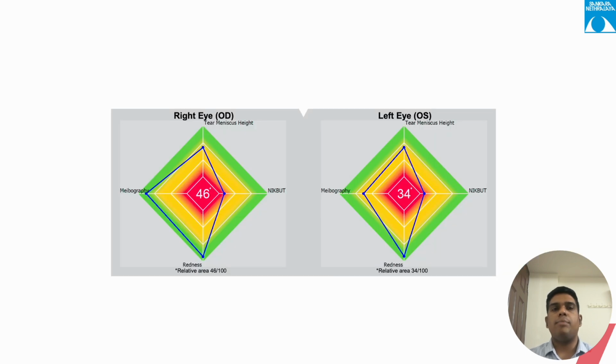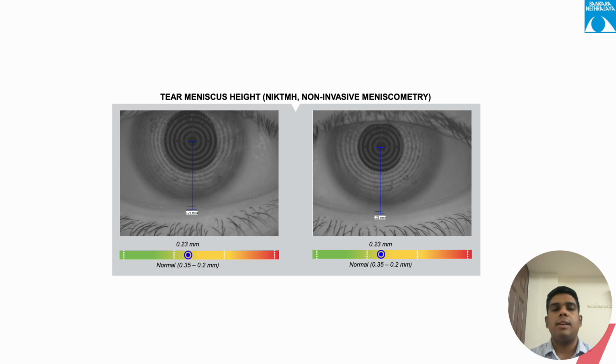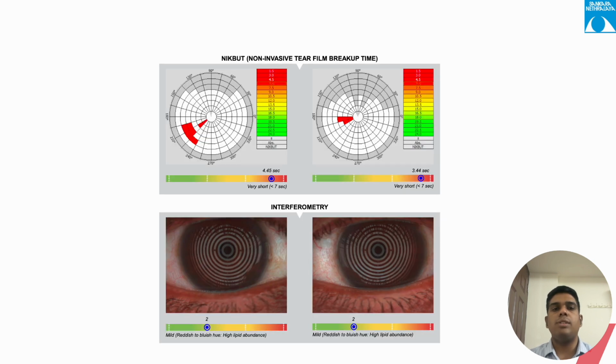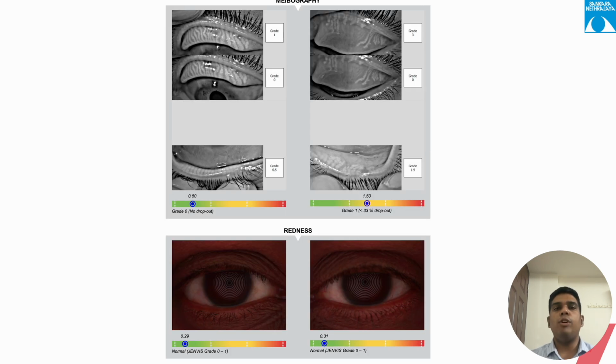The keratograph report is as follows. The diamond overview report highlights the impaired tear meniscus height and NIKBUT values. The tear meniscus height is reduced and there is an impaired NIKBUT with the first breakup time around 3 seconds in both eyes, an average of 4.45 in the right eye and 3.4 seconds in the left eye. Our meibography shows grade 1 loss in the right eye and grade 3 loss in the left eye.